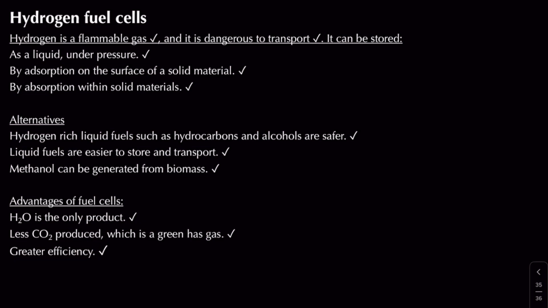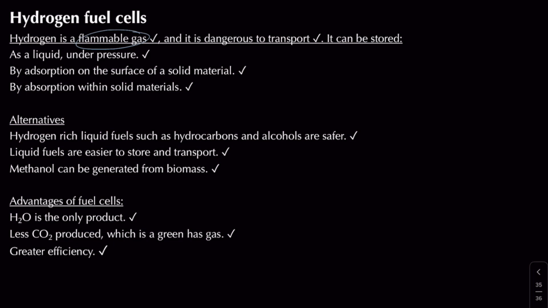So moving on, looking at some theory when it comes to hydrogen gas and using it in hydrogen fuel cells. Hydrogen gas is extremely flammable. It's actually explosive, and that's what makes it dangerous to transport. Now we need to be aware of 3 different ways that we can store it. One of them is as a liquid under pressure, where it occupies a lower volume and is safer to transport.